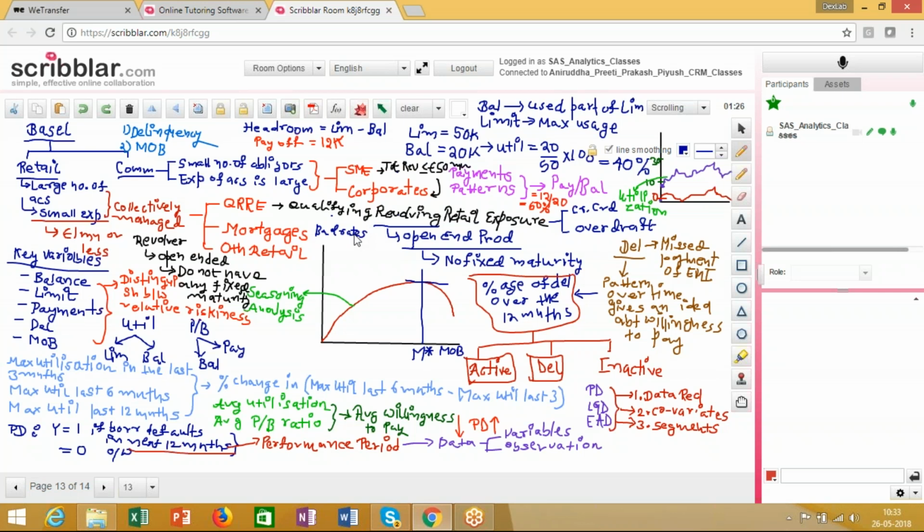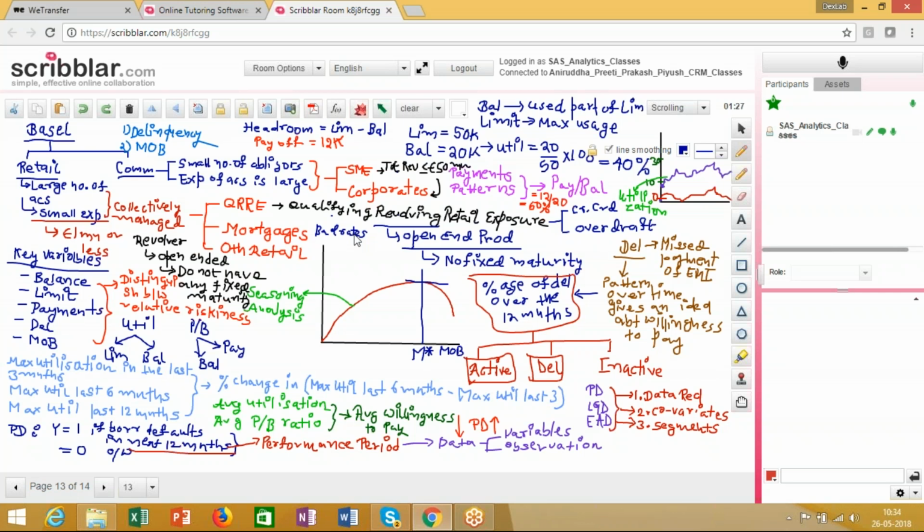So what is a QRRE? QRRE talks about qualifying revolving retail exposures. The second is the mortgages. The third is the other retail, right? So QRRE incorporates all revolving products, like credit cards, overdraft, etc.